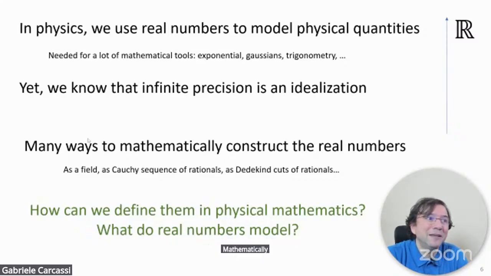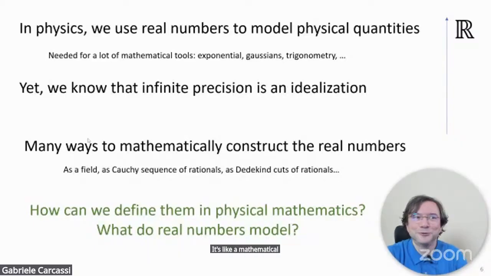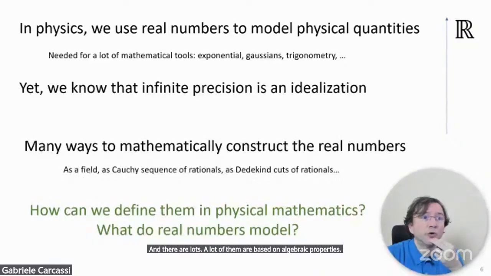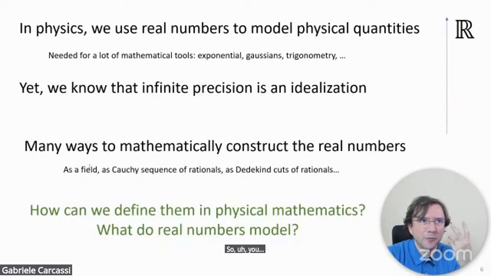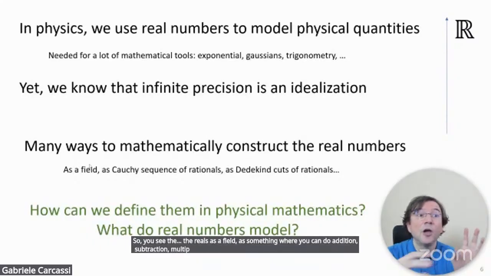Mathematically, there are many different ways to construct the reals. It seems that it's like a mathematical sport to create your own ways to recover the reals, and there are lots. A lot of them are based on algebraic properties. So you see the reals as a field, as something where you can do addition, subtraction, multiplication, division with some properties.